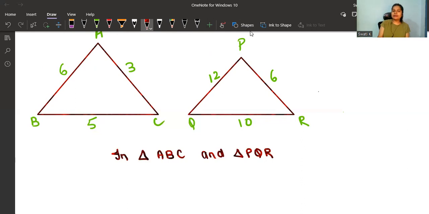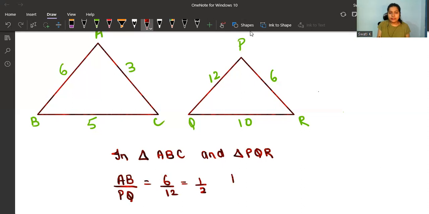So yes, in triangle ABC and triangle PQR, as I said, I'm going to make a separate video in which I'm going to cover 10 questions on similarity of triangles and congruency of triangles. But in this video, let's take this example only, and then I'm going to end this video. All right, so in triangle ABC and triangle PQR, we can see that if I take the ratio of AB upon PQ, which is 6 upon 12, which is half if you simplify this.